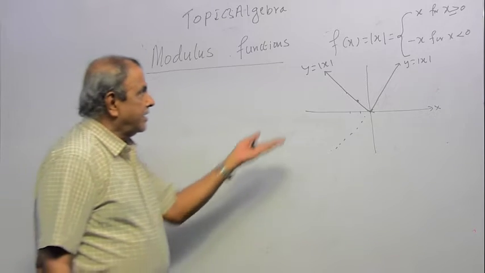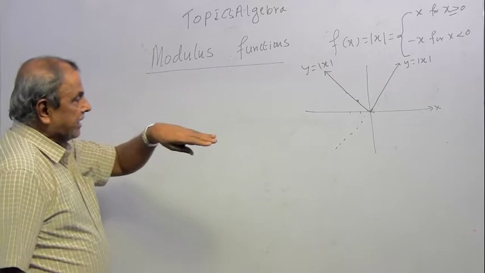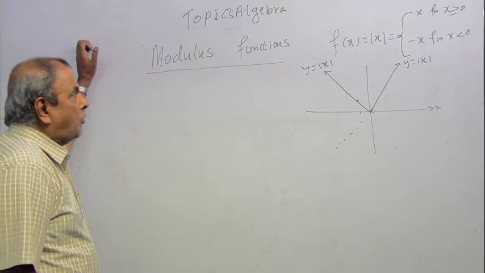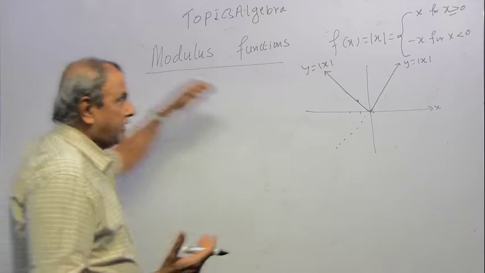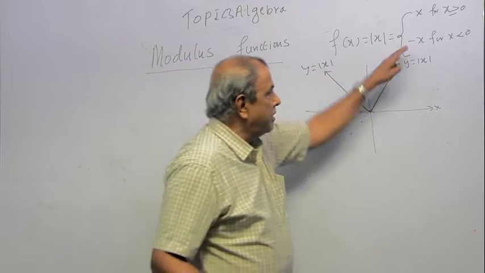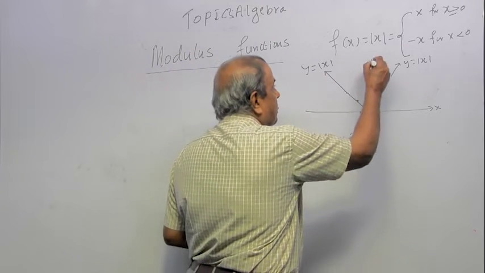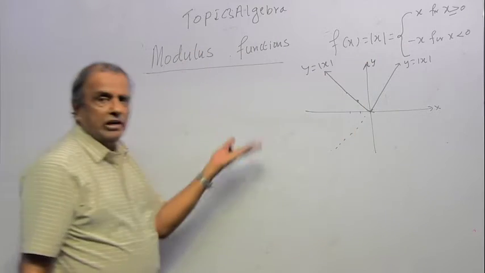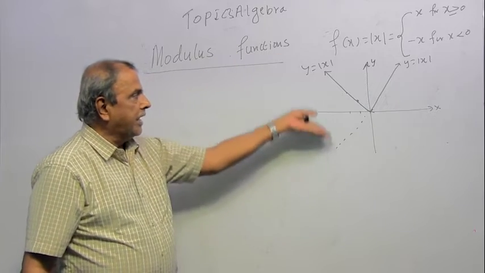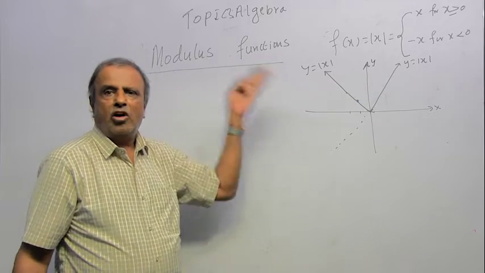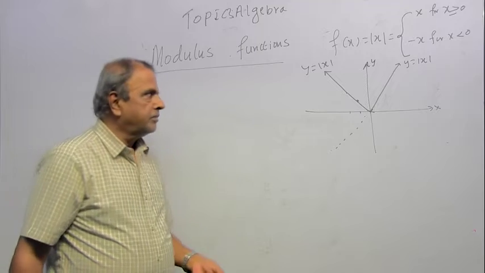Geometrically, the graph of y equal to mod x for positive values of x is the same as the graph of y equal to x. But for negative values of x, it is a reflection of y equal to x in the x-axis, or the line y equal to 0.